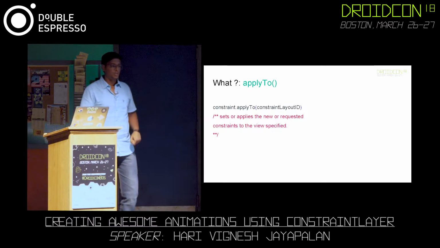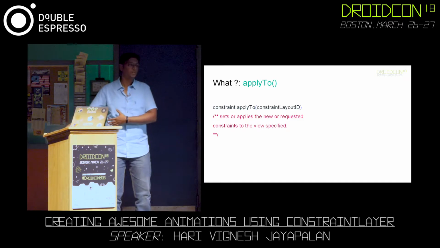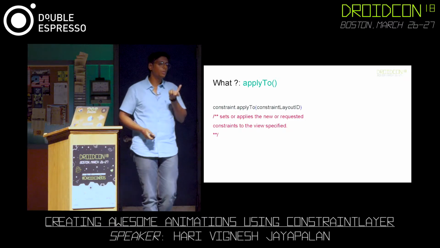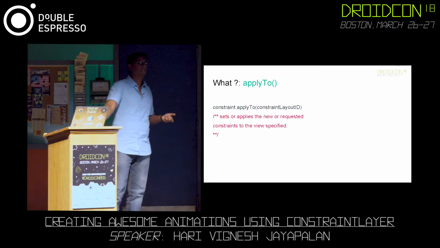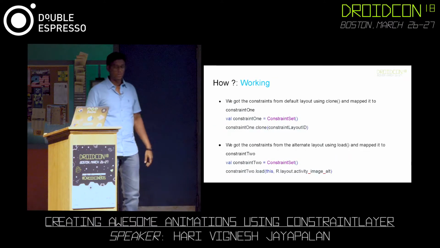And finally, applyTo. So applyTo will apply the set of constraints to the particular constraint layout. Whichever ID we are giving, it will apply those constraints that are held in the constraint set to the destination constraint layout. And let's get into the actual working.